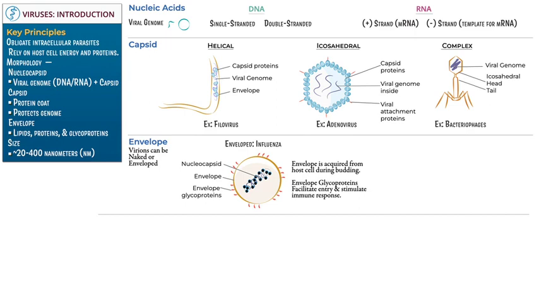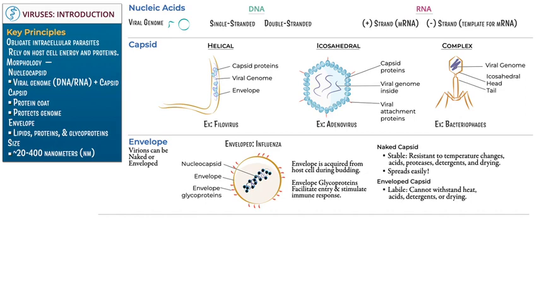Let's compare naked capsid virions and enveloped capsid virions. Write that naked viruses are relatively stable. They are resistant to temperature changes, acids and proteases, detergents, and drying. Thus, they can survive outside the host and are spread easily, for example, via the fecal-oral route. Enveloped capsids are more fragile. They're labile to heat, acids, detergents, and drying. Thus, transmission is often via respiratory or sexual routes.